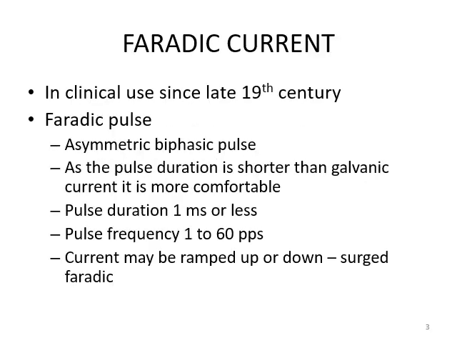Faradic current is current produced by the Faradic coil used by Faraday. It has been in clinical use to stimulate the muscles since late 19th century. The pulse of current produced with the Faradic coil is an asymmetric pulse. The pulse duration is shorter than the galvanic current. The duration on an average is about 1 millisecond.